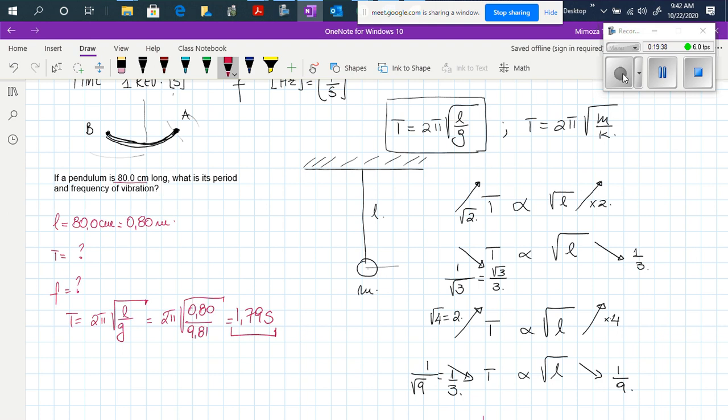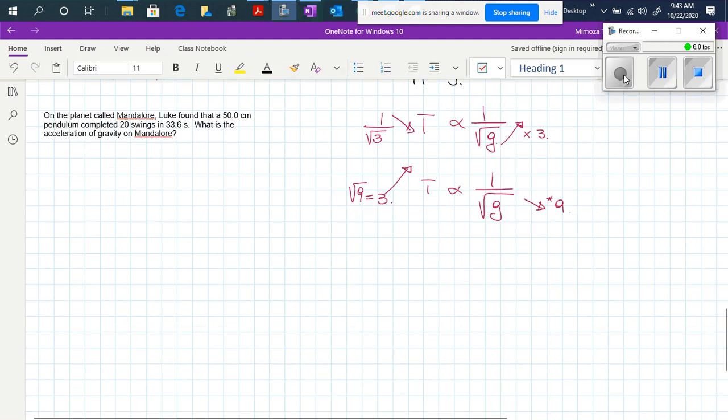And then from here, the frequency being 1/period will be 1/1.79 seconds, and it is 0.56 hertz. So in 1 second, it completes 0.56 of the period. This is the meaning of this number. Is this clear? So let's take a look at this other example here.